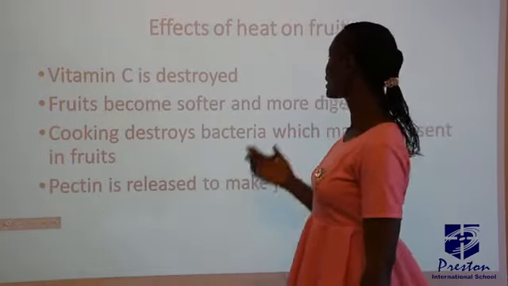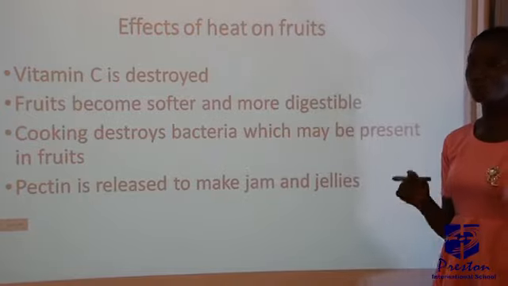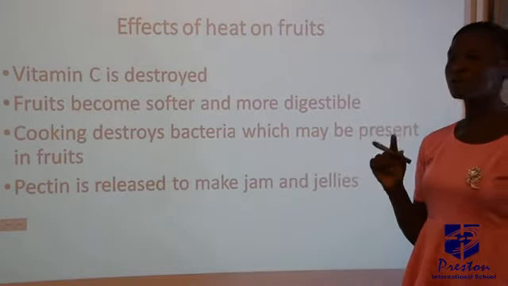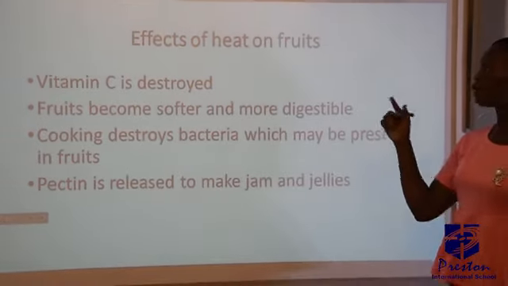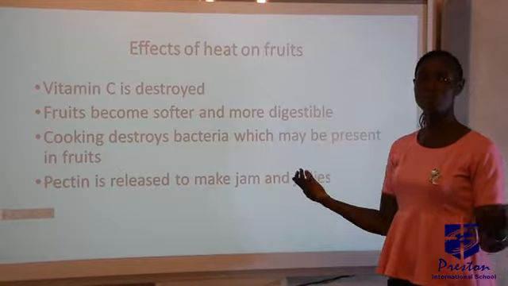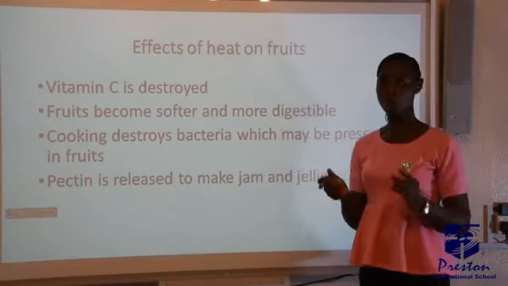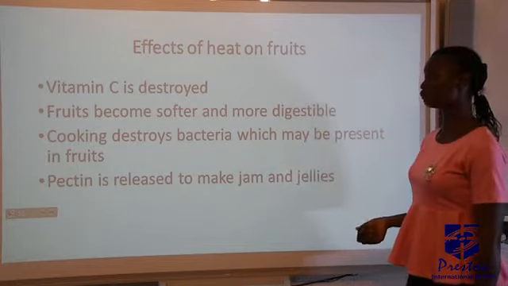Okay, what are the effects of cooking on fruits? Number one, vitamin C is destroyed. Remember, most fruits, especially citrus fruits, are good sources of vitamin C. Now, if you store the fruit under hot weather or when you cook the food, vitamin C will be destroyed.